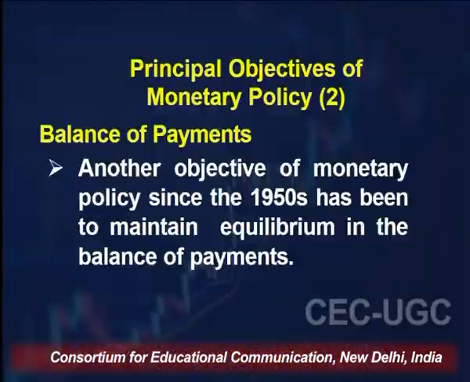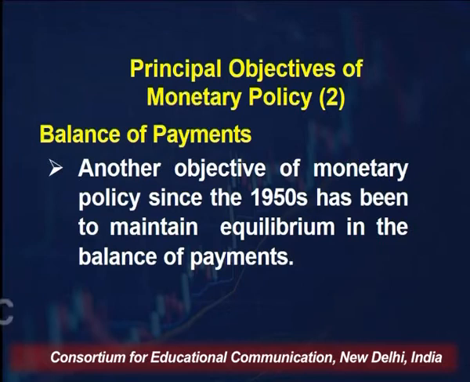Another objective is balance of payment, because the objective of monetary policy since the 1950s has been to maintain equilibrium in the balance of payment. Because if your balance of payment is not in your favor, or if it is always in deficit and more deficit, then that will have a negative impact, because your foreign reserves will go down. That will have a negative impact on your exchange rate, which in turn will have a negative impact on the growth of the economy. So, balance of payment equilibrium is again a very important objective of monetary policy.